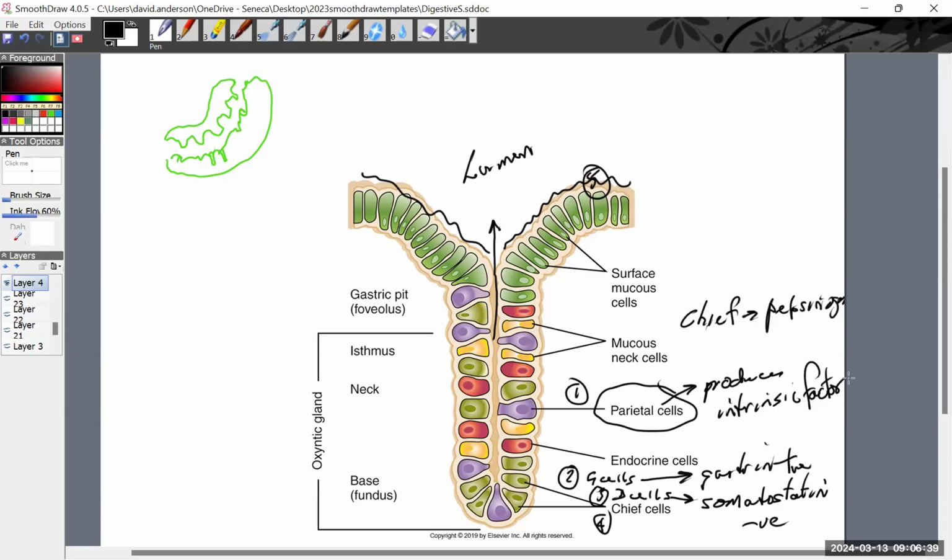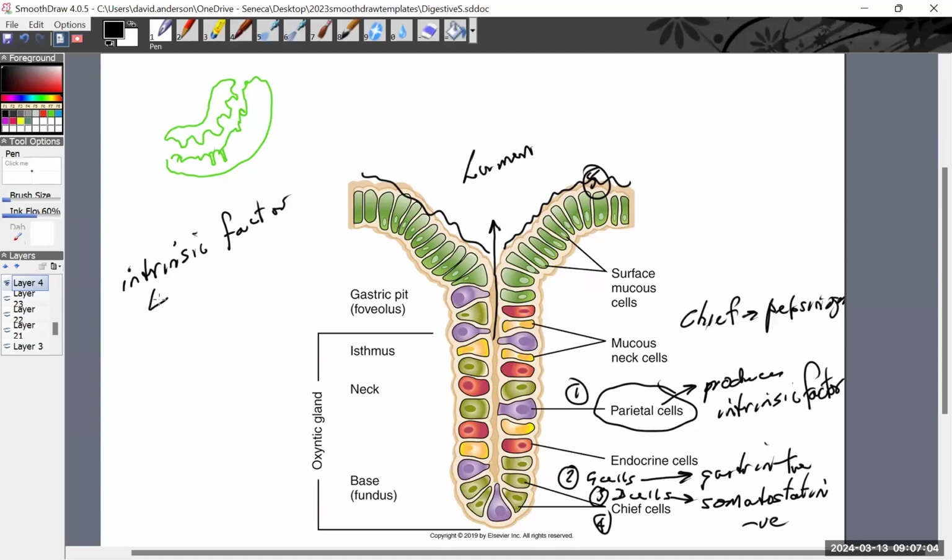Now, has anybody heard of the intrinsic factor before? You can say no if you haven't. No. Was it for blood clotting? Not blood clotting, but you're close. It has something to do with blood cell production.